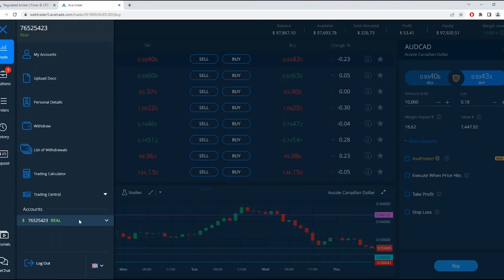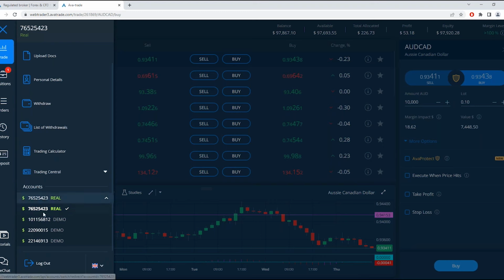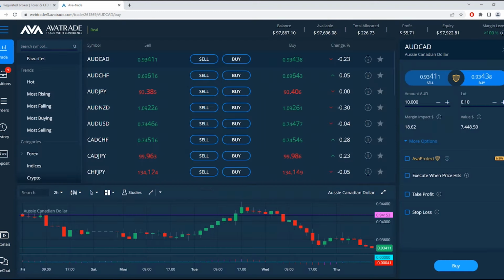You could easily be trading on a real account, a demo account, MT4, MT5. You can switch between your accounts very easily from the web trader and the mobile app. So you have these options for you.